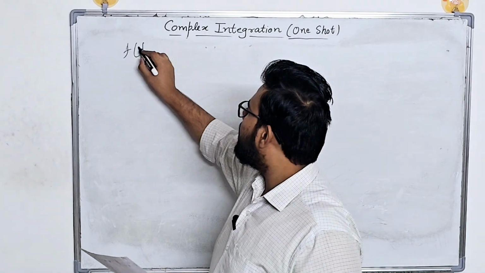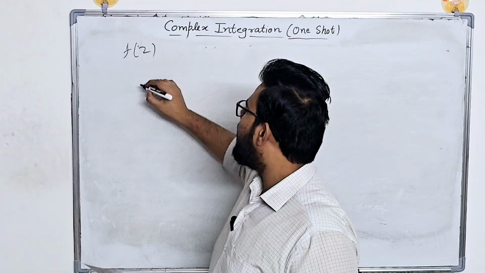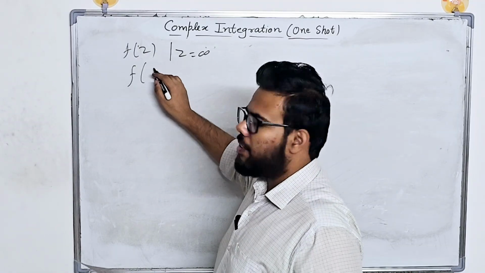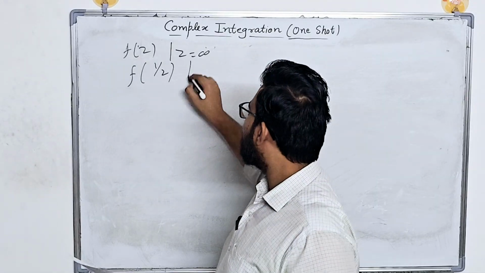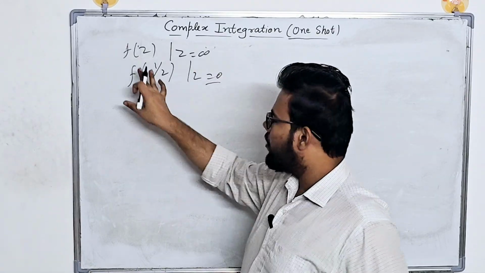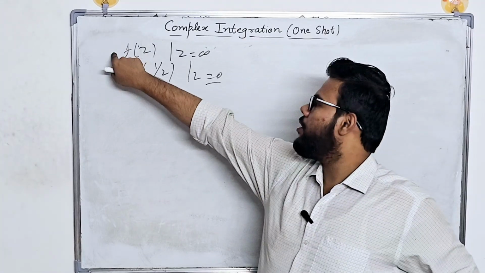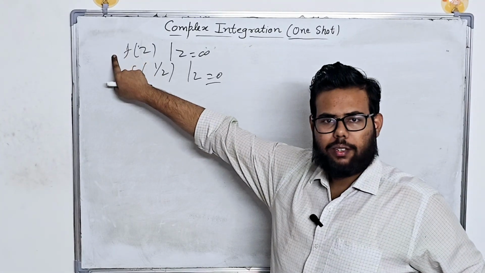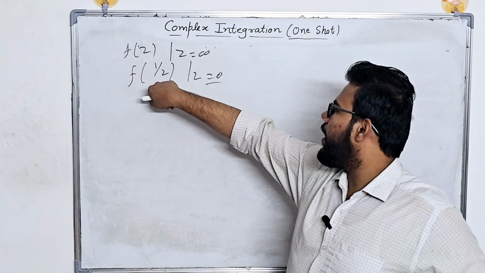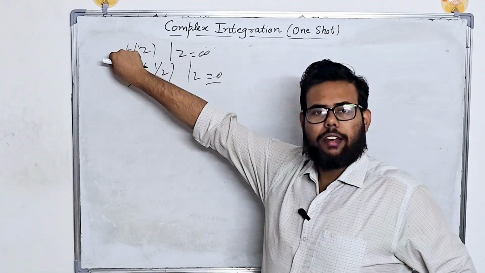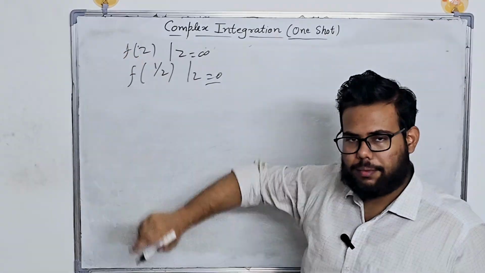Now isolated singularity at z equal to infinity. Basically, if you have to check for isolated singularity at z equal to infinity, then just check for the isolated singularity in this case, z is equal to 0. Rest everything will be the same. If this is an isolated singularity, then this will also be an isolated singularity, right? If the pole exists at some value in this case, the pole will exist at the same value in this case also, right? That is it.